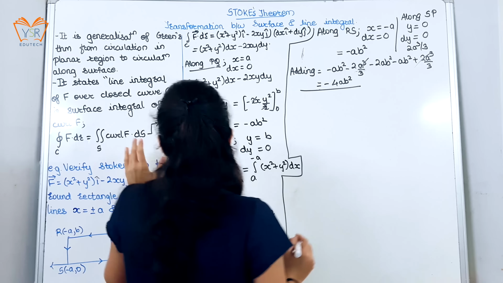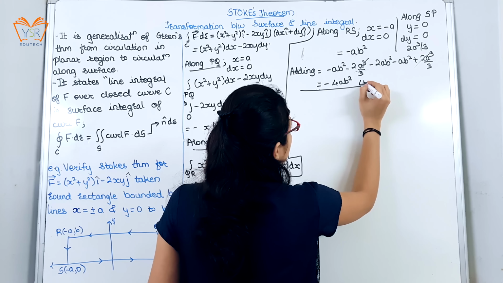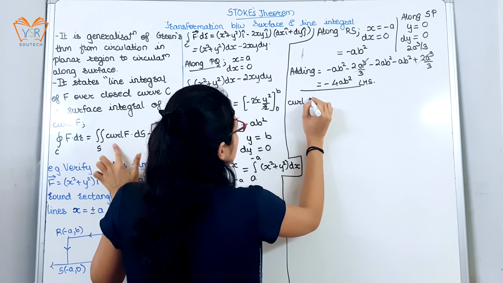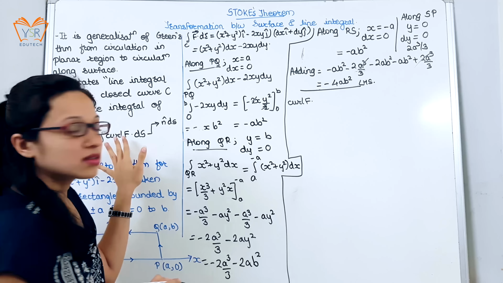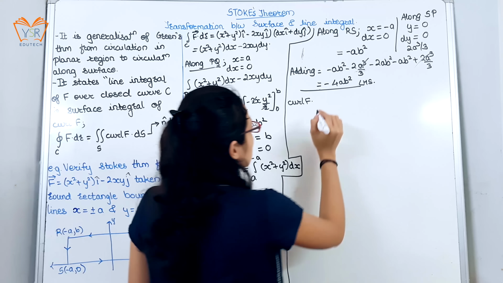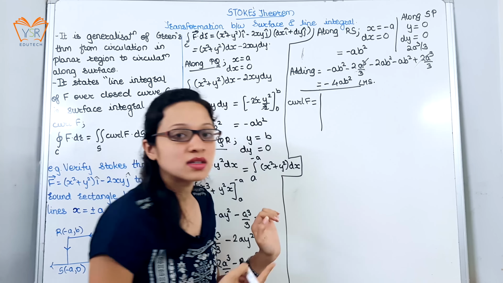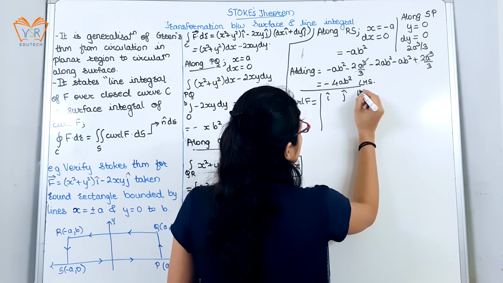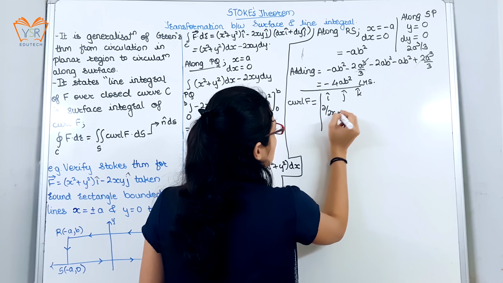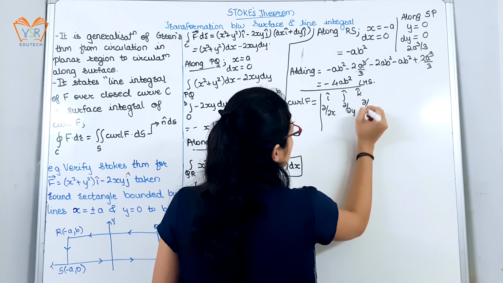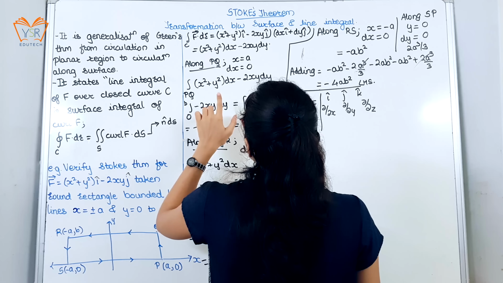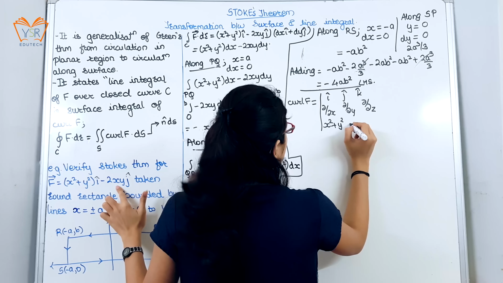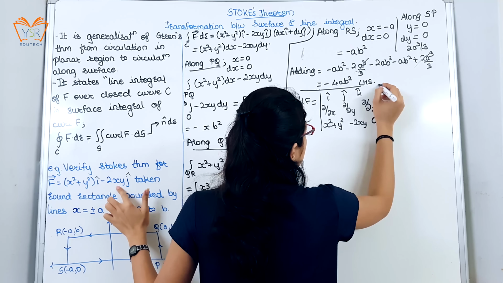Now we'll go for the RHS part. For the RHS part, we need to find the curl F. To find curl F, we know how to find the curl F. We go for the third order determinant. It is i cap, j cap, k cap, dou by dou x, dou by dou y, dou by dou z, and the coefficients: x square plus y square, minus 2xy, and the last one is 0.